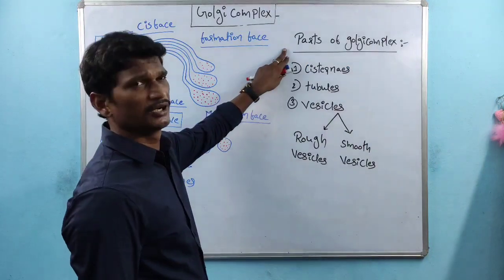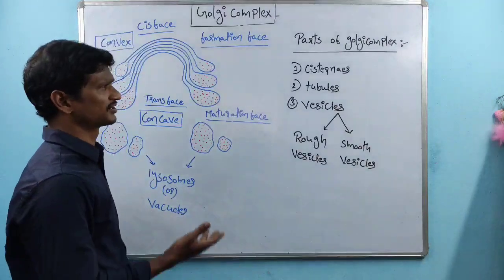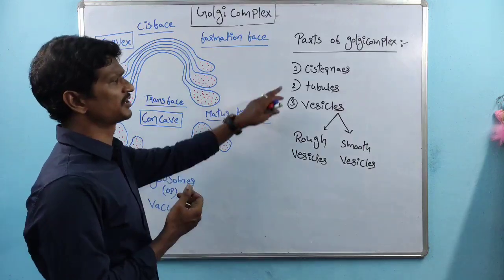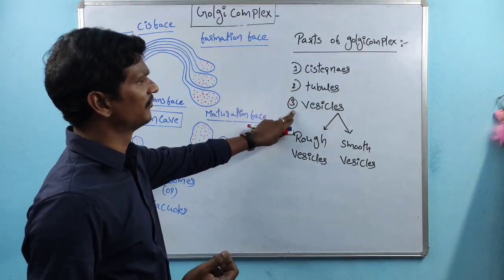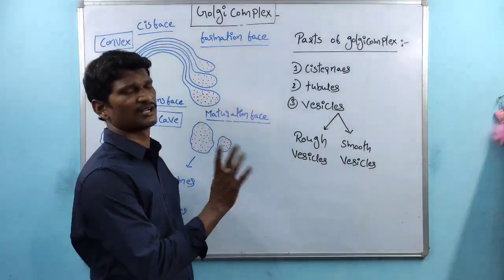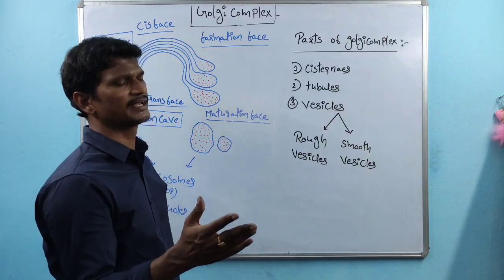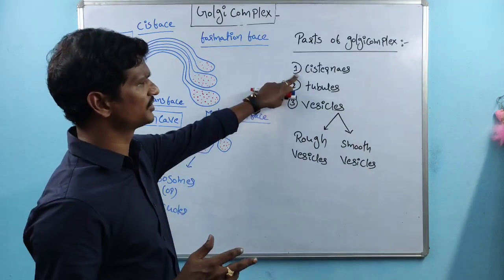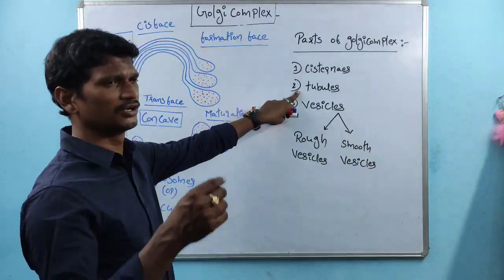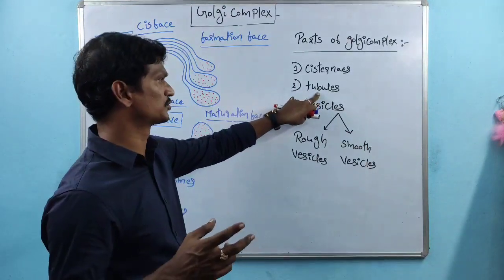Coming to the parts of the Golgi complex, there are three parts, the same parts that are seen in the endoplasmic reticulum: cisternae, tubules, and vesicles. The measurements are different, but they are not given here. Cisternae are flat, layer-like structures. Tubules are branched, tube-like structures.